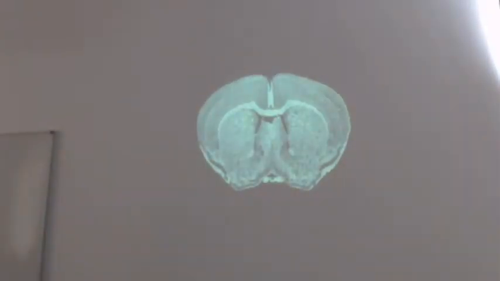So, our main interest is focused in the telencephalon, which is the most rostral part of the mammalian forebrain. And you can see here a coronal section of an adult mouse brain. And the mouse is the model that we're using for our studies.